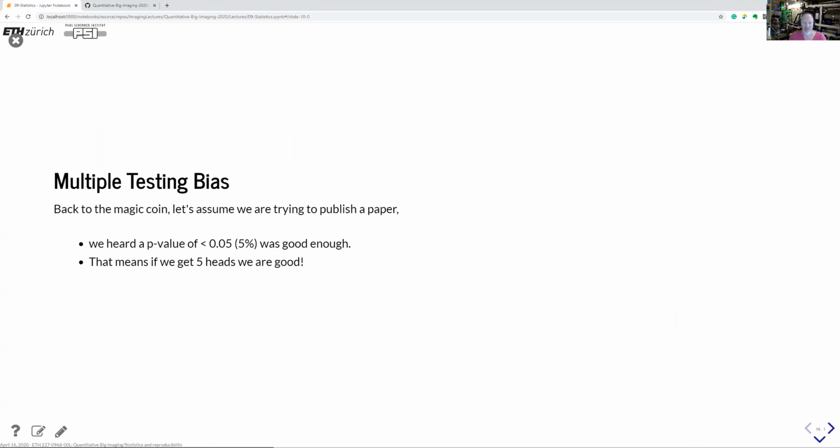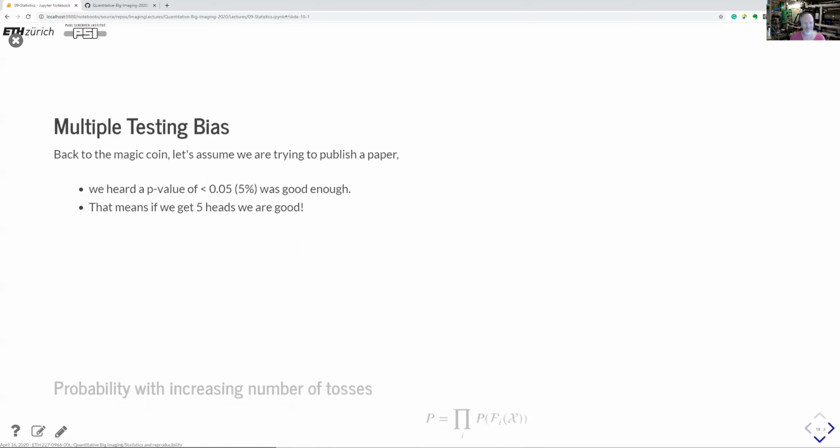So let's come back to the magic coin and see if we can do something with it. Of course, we would like to publish something, so let's make the test. We had p-value less than 5% is good enough. So that means if we toss 5 times and get 5 heads, we are able to tell that this is clearly a bad coin or a magic coin.